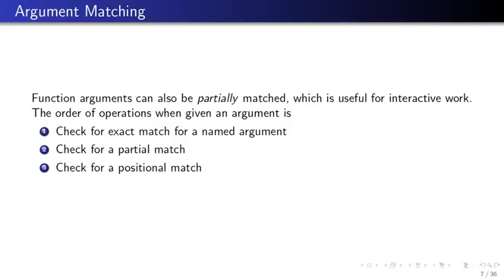So the order of operations that R uses is, first it'll check for an exact match. If you name an argument, it'll check to see if there's an argument that exactly matches that name. If there's no exact match, it'll look for a partial match, and if that doesn't work, it'll look for a positional match.